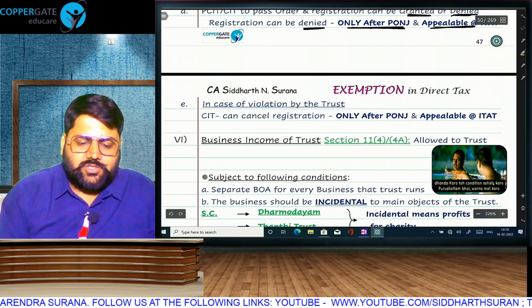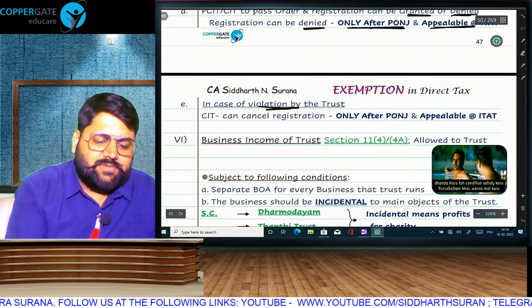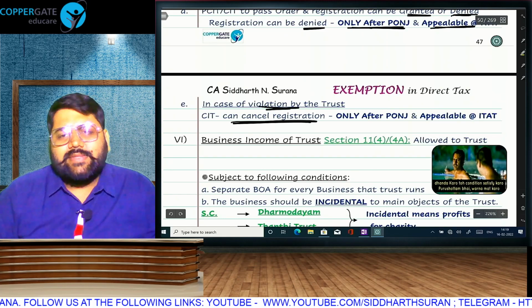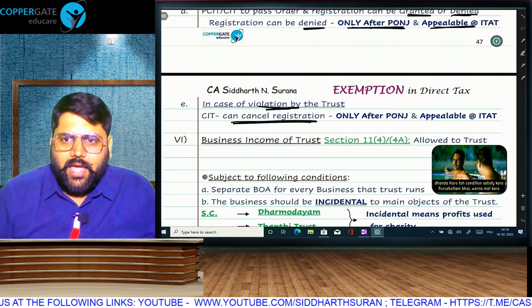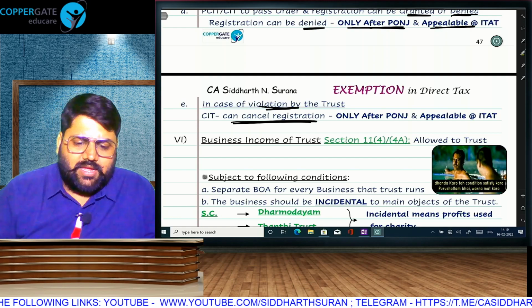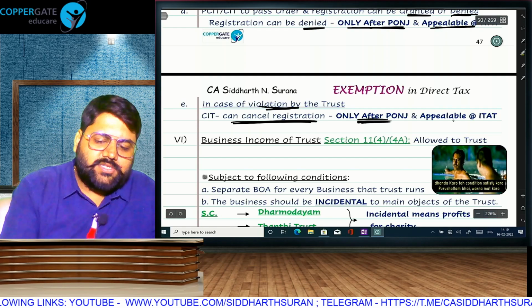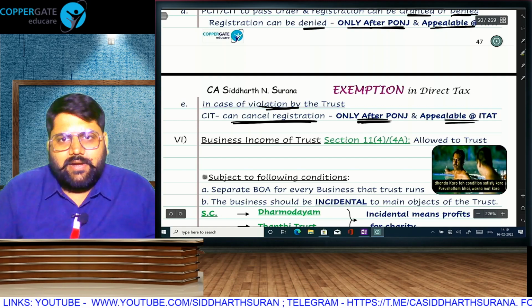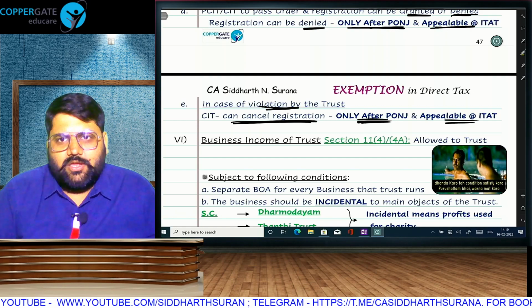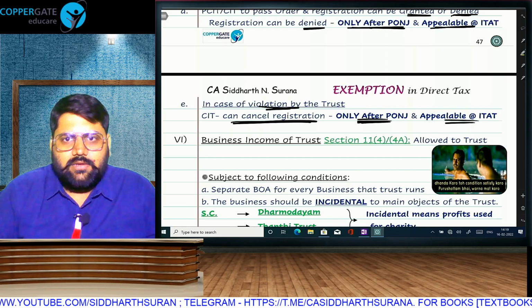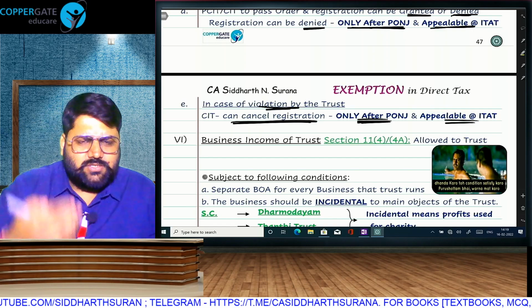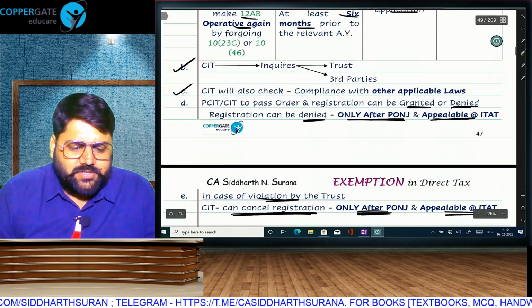And again, in case of violation, if there is violation by the trust, then CIT can cancel. Violation of income tax law, violation of any other applicable law, any violation by the trust, then the CIT can cancel, but only after PONCH, and it will be appealable at ITAT. Only after giving an opportunity of being heard, and that will also be appealable at ITAT. The same as 12AA. If you observe, these points are same.